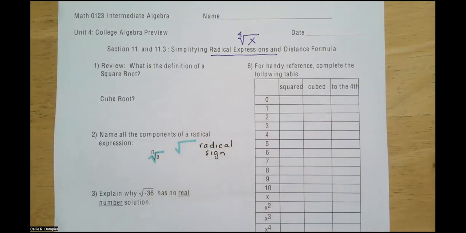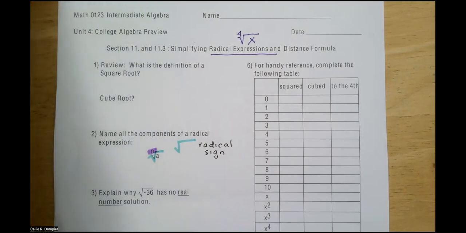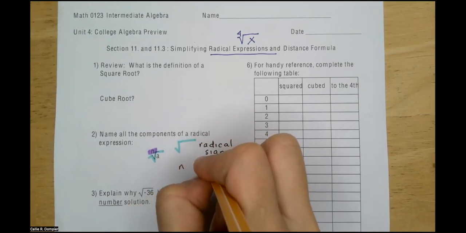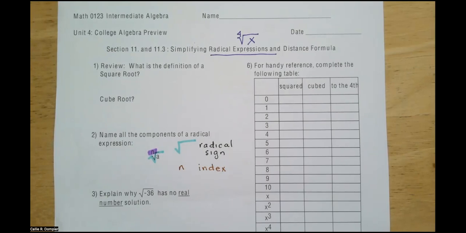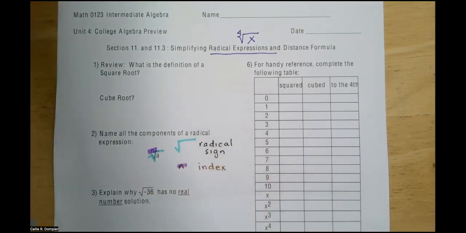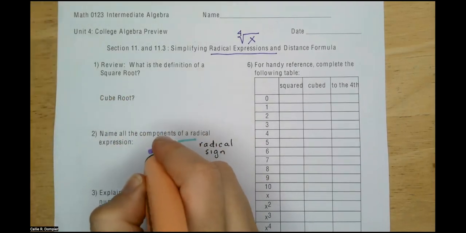Good. Then you have the index of the radical. That is the index of the radical, okay? That is what we will call it. And then underneath the radical, it's called the radicand. Similar, but not the same.